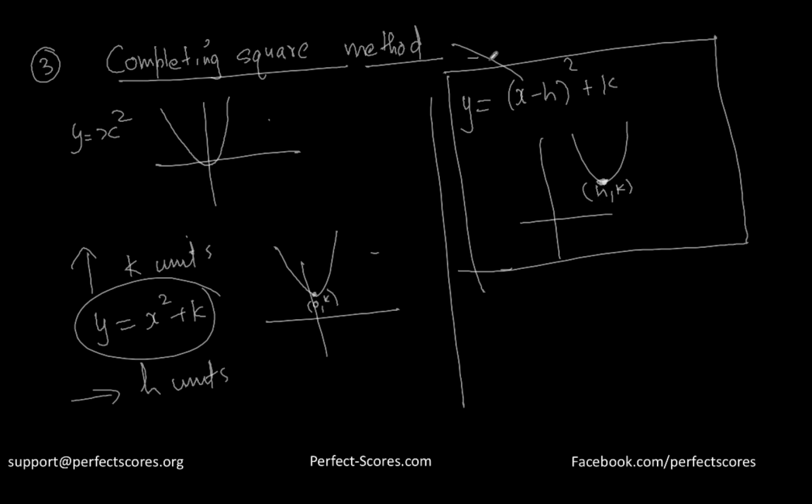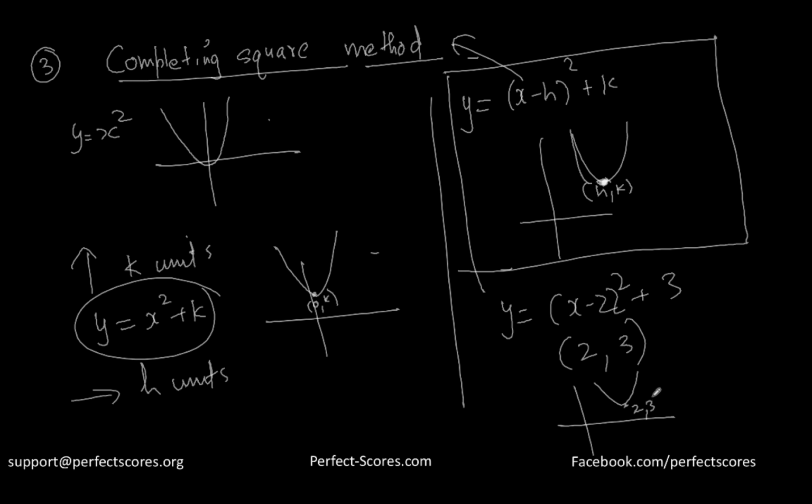So this is the completing square form of a quadratic equation, that is y is equal to x minus h whole square plus k, and h comma k is the vertex. So if I say y is equal to x minus 2 whole square plus 3, that means the vertex of the quadratic equation is 2 comma 3. Fine. So for the SAT, you just need to know this. You don't need to know anything more. So this is the completing square method.